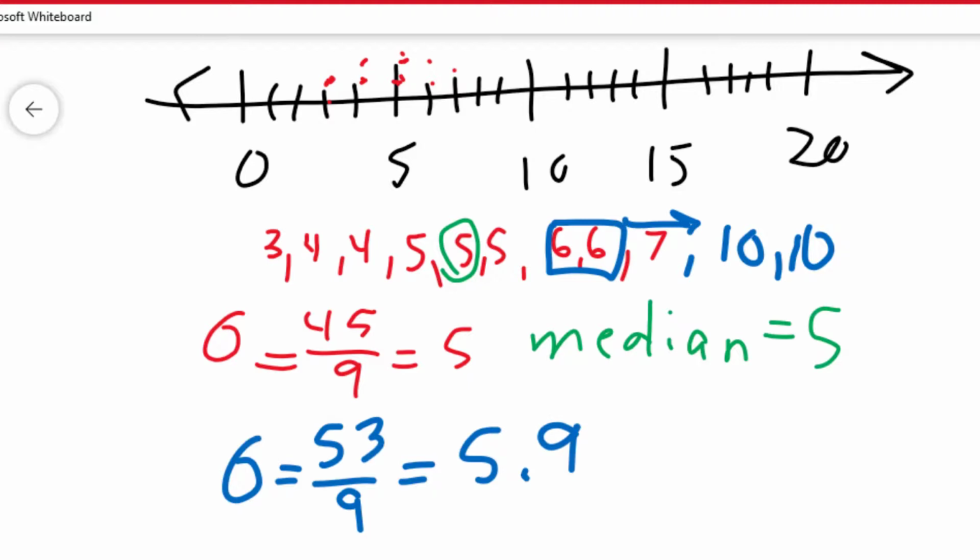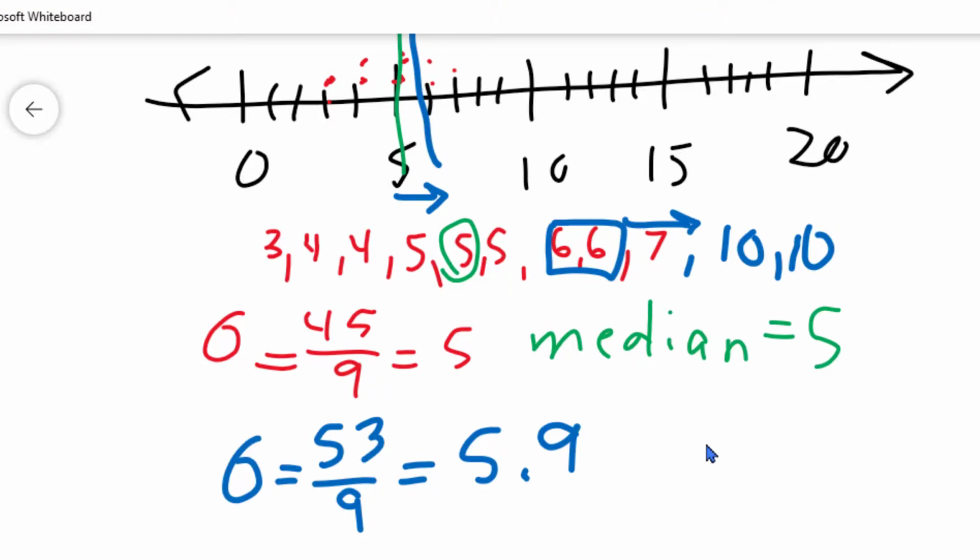So notice my average used to be right in the middle, 5. But now my new average got pulled over to 5.9 over here. So the average got pulled this way. And we call that skewed to the right. So when it's skewed, the average gets pulled towards where the extra points are.